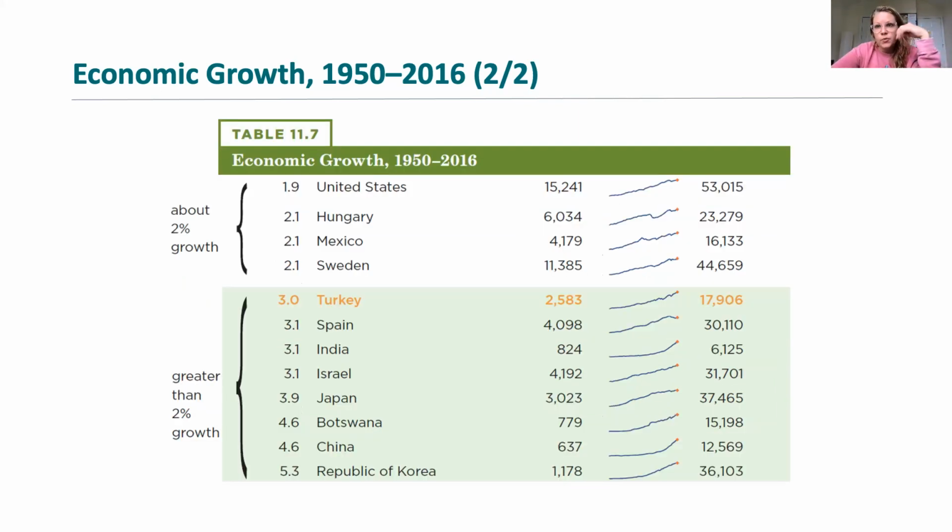This is just like a continuation of the table. So there's some countries here, like the United States falls into the category of about 2% growth. Whereas we have some other countries that are growing at rates greater than 2%. The countries that we see experiencing the fastest economic growth, and again, this is data from 2016. So some of this has slowed, but we can definitely still say that countries like Japan, China, and South Korea are growing really quickly.